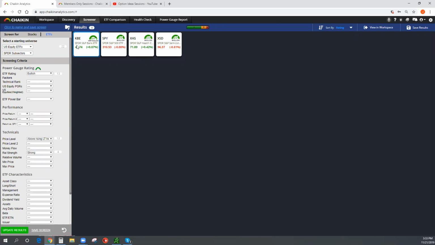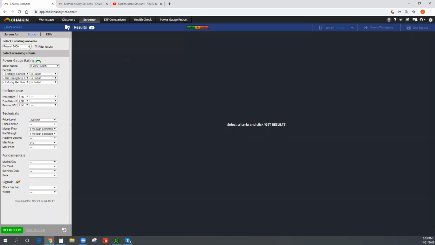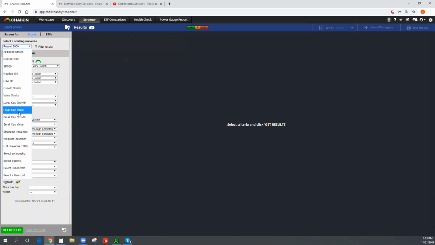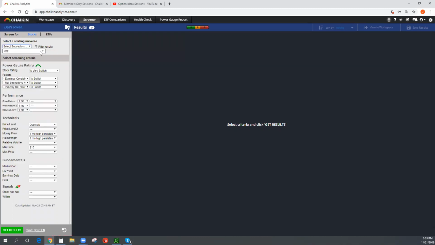So I write down on my little sticky pad, KBE, XHS, and XSD. Scribble those 3 down. Those are the subsectors that came up on my screen that are strong and above a rising trend line and are also bullishly rated. I can broaden this if I want, but just for purposes of example, I'm just going to run with this. XSD, XHS, KBE. I go back over to the stock screener, and now I go to subsectors.